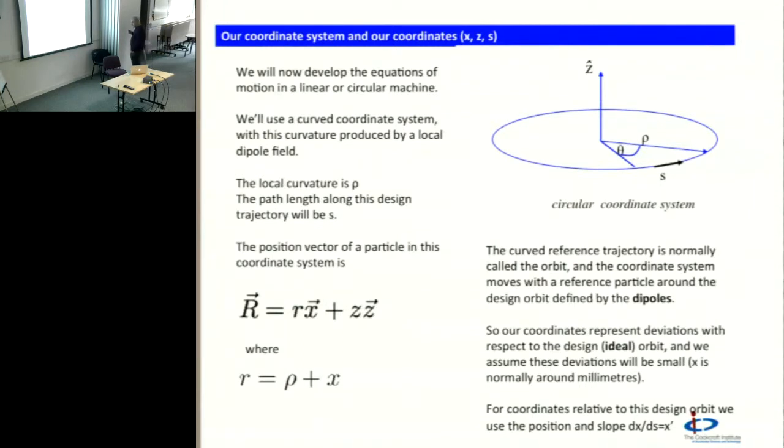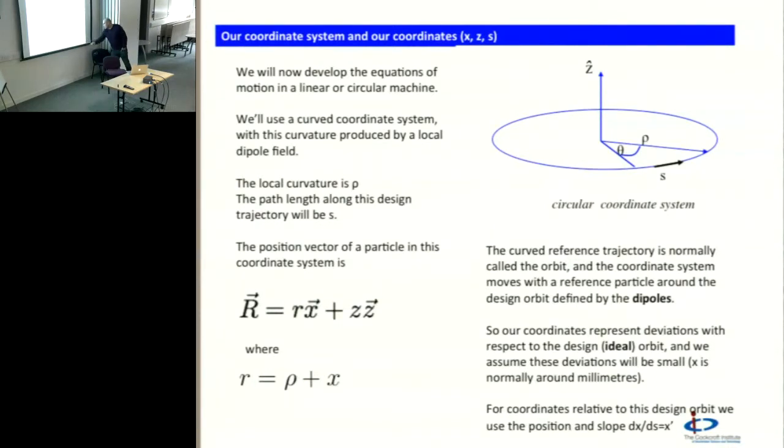So our coordinates, x and z, ignoring longitudinal for a second, represent deviations with respect to the ideal design orbit. And we assume these deviations are small. Do you remember the closed orbit in the LHC I showed you right at the start? The deviation was millimeters. That's our x and z coordinates in this case.